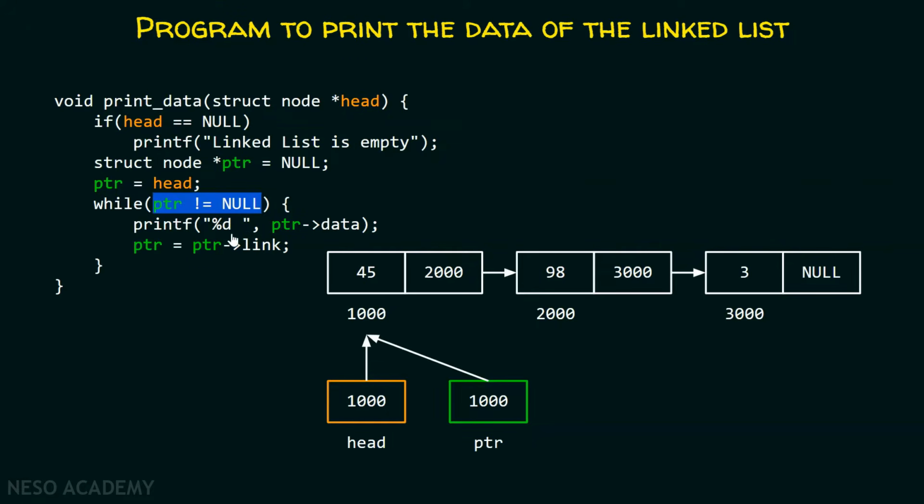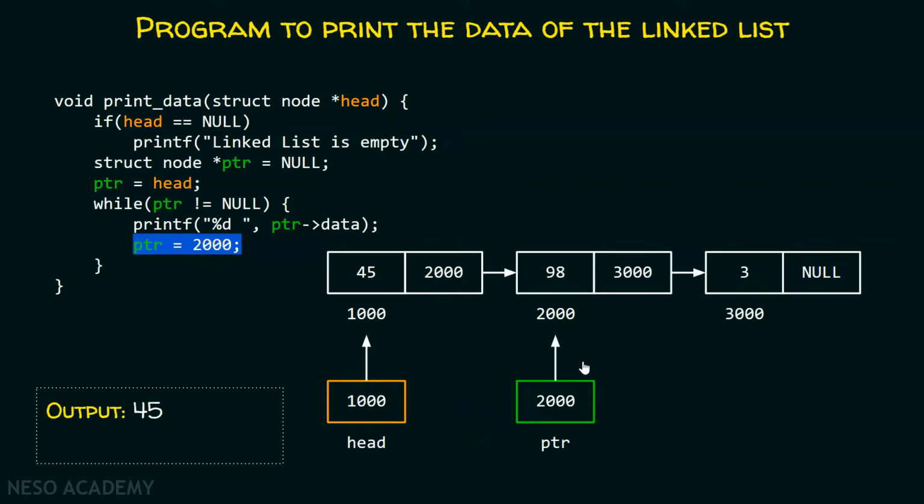So this is true, that ptr is not equal to null. So we'll get inside this while loop and we will print ptr data, which means we will access the data part of the node and we will print the data on the screen. So 45 will get printed on the screen. After that we'll go to this particular line, that is ptr equal to ptr link, which means that ptr is now updated by the address 2000, because ptr link contains this address 2000. So here it is updated by 2000 and now it is pointing to the second node of the list.